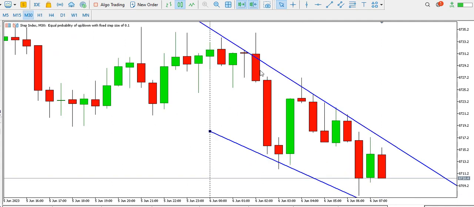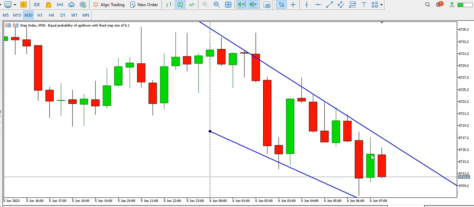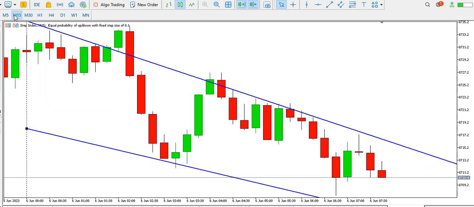On the 30 minutes time frame, the price is also bearish. Look at it, we have a drop, a rise, a drop. Okay, so the bears are in control. So join the bears and sell Step Index for now as it continues to drop and break structure.